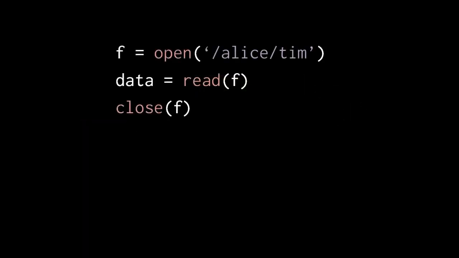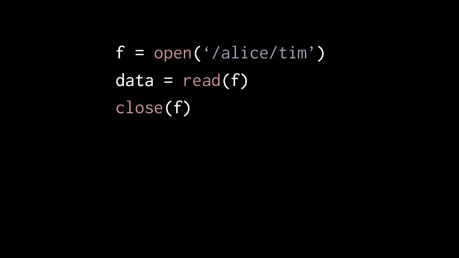What the use of read might look like in code is this. First we open the file, say /alice/tim, that returns a file descriptor which we assign to f, and then we invoke the read system call specifying which file we are reading from. And the read call, whether it blocks or not, will eventually return the data read from the file, and if we're done with that file descriptor, good practice is to release it by passing it to the close system call.